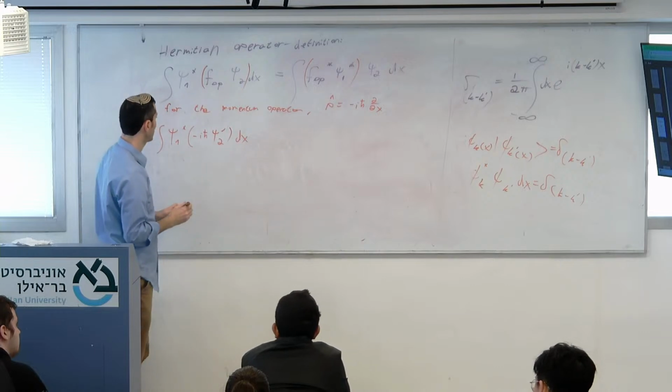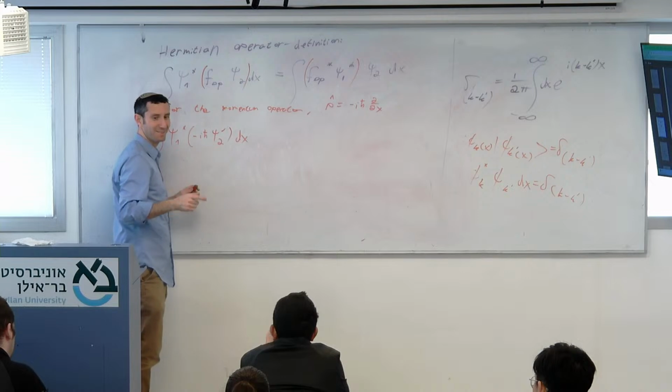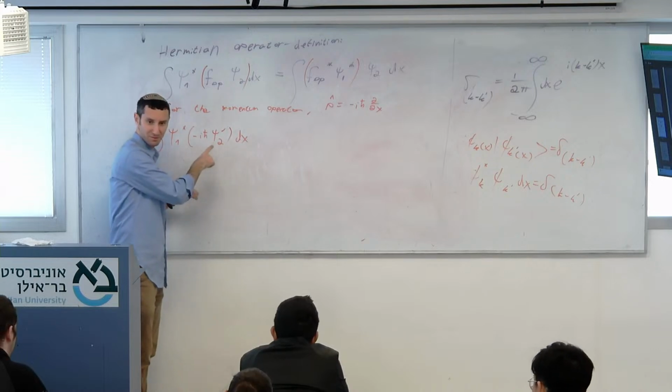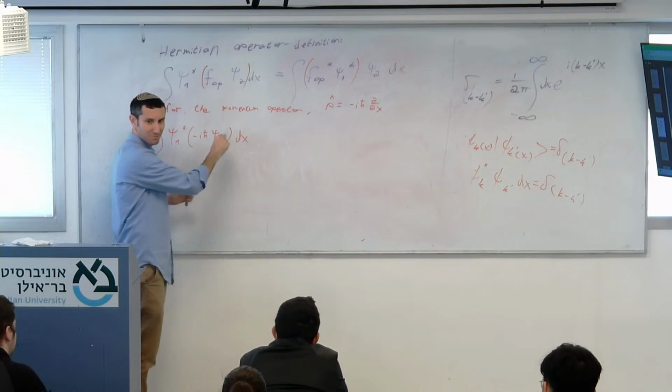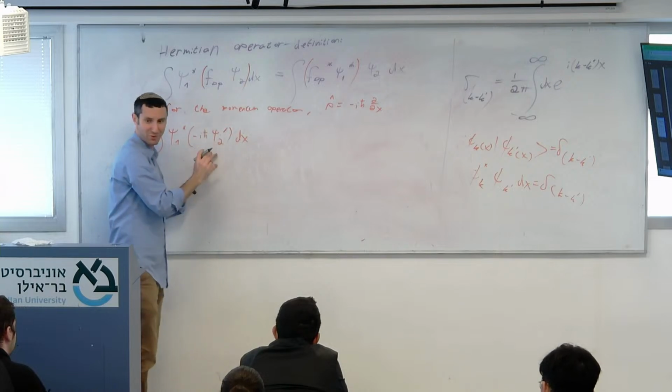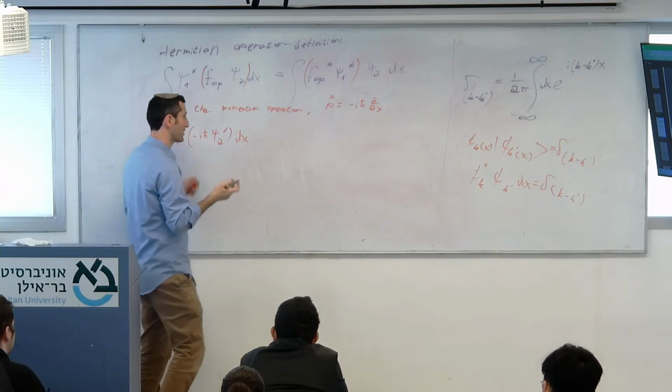We're missing the partial derivative. No, that's why I did prime. Is this clear enough? Yes. This is the partial derivative with respect to x. We have no other derivatives here.